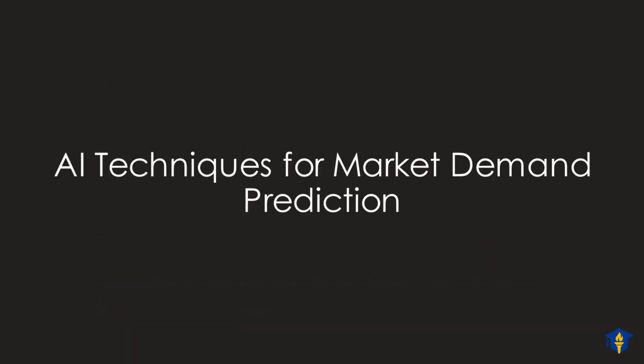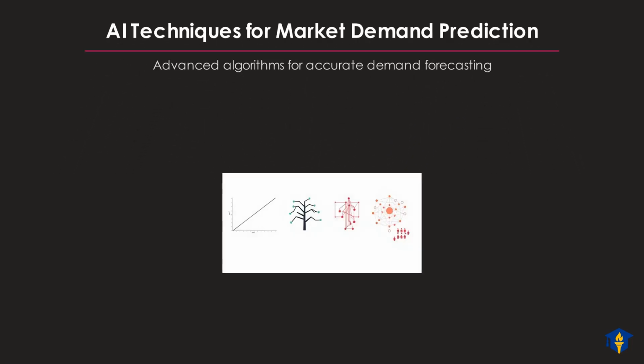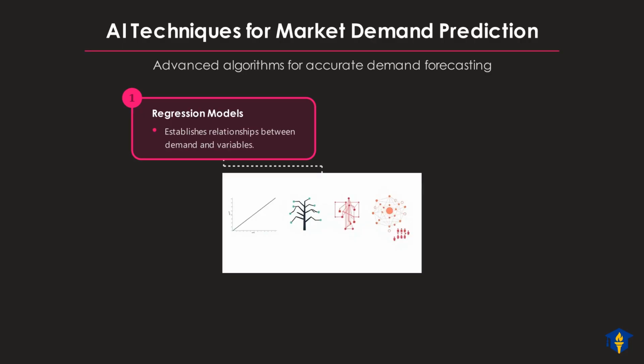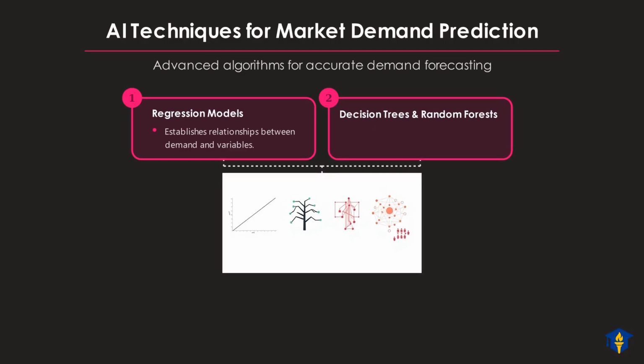We will now look at specific AI techniques used for market demand prediction. These advanced algorithms are crucial for achieving highly accurate demand forecasting. First, regression models are fundamental for establishing relationships between variables. This technique establishes relationships between market demand and various independent variables. Next, decision trees and random forests split data to classify demand effectively. They split data into subsets, classify demand, and handle non-linear relationships efficiently.